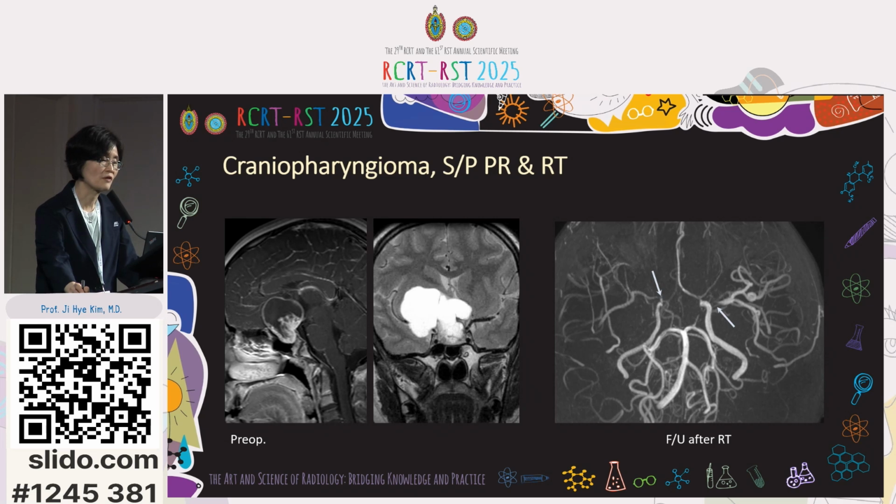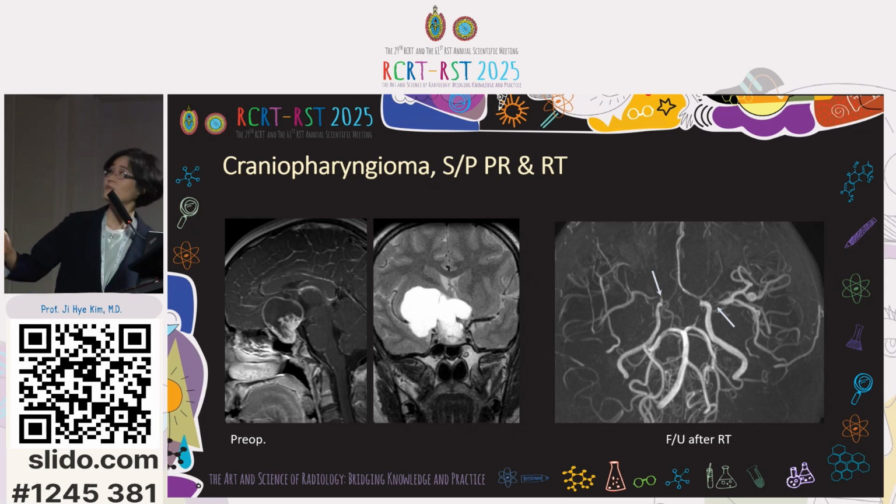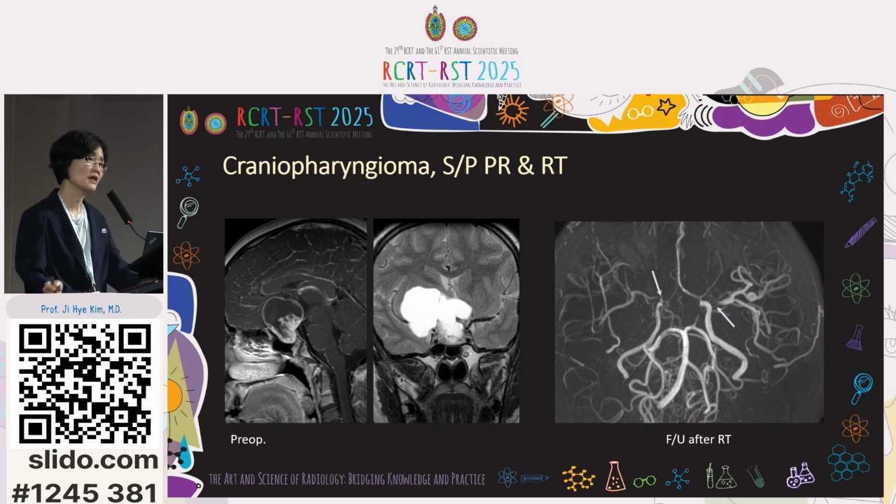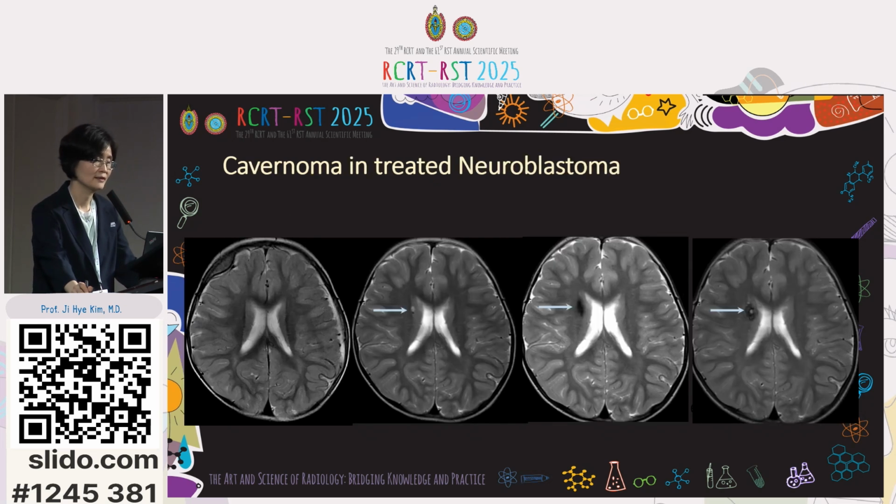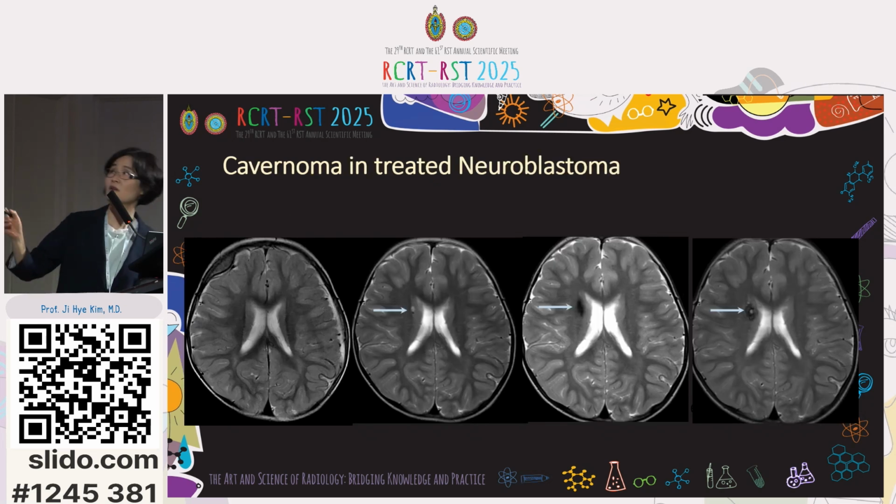This is a craniopharyngioma. Only partial resection was possible, so RT was performed. And on follow-up images, we can see various steno-occlusive lesions at both proximal MCAs and the distal ICAs, suggesting RT-induced vasculopathy. In this patient with a neuroblastoma with dural metastasis, RT was performed.